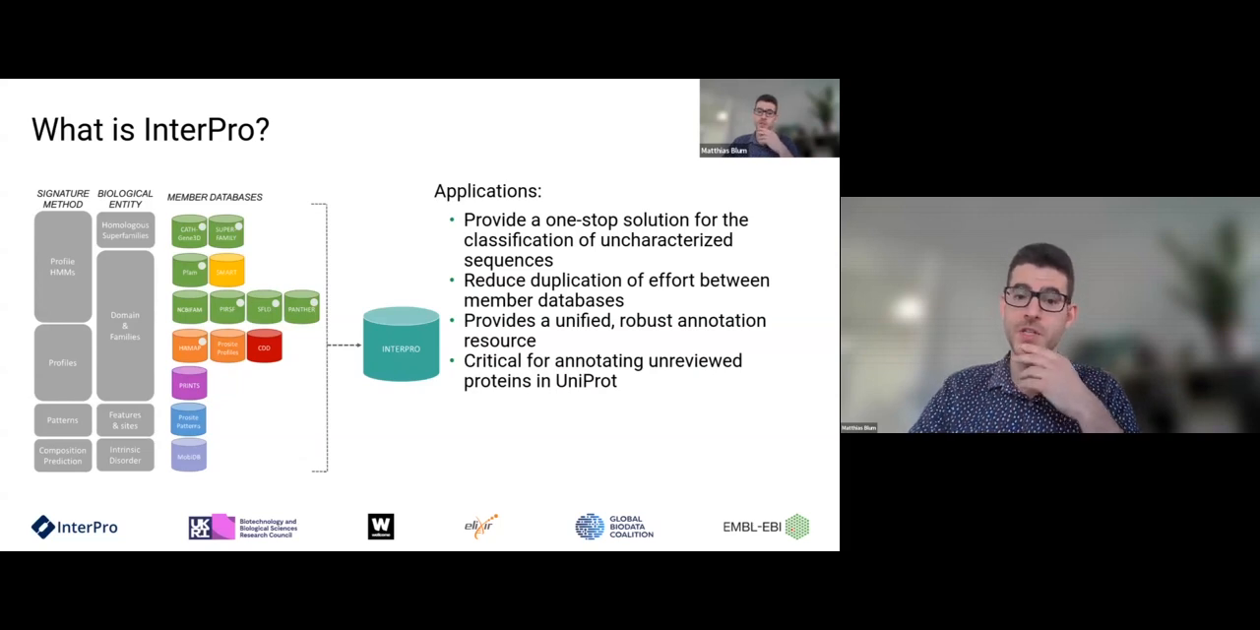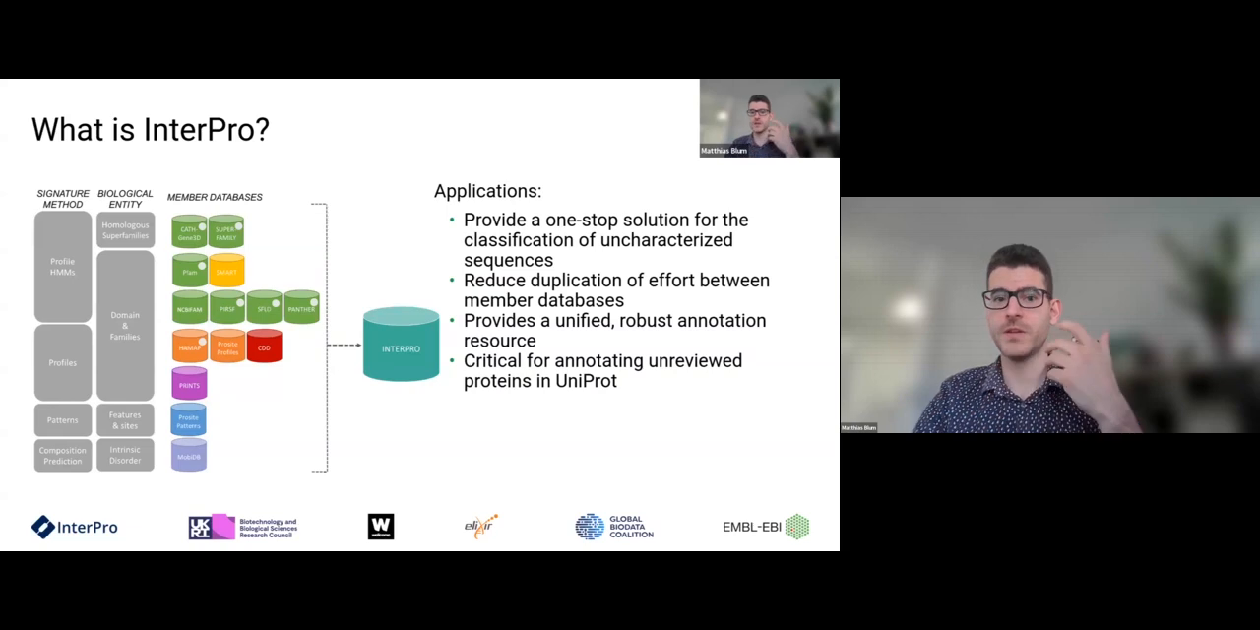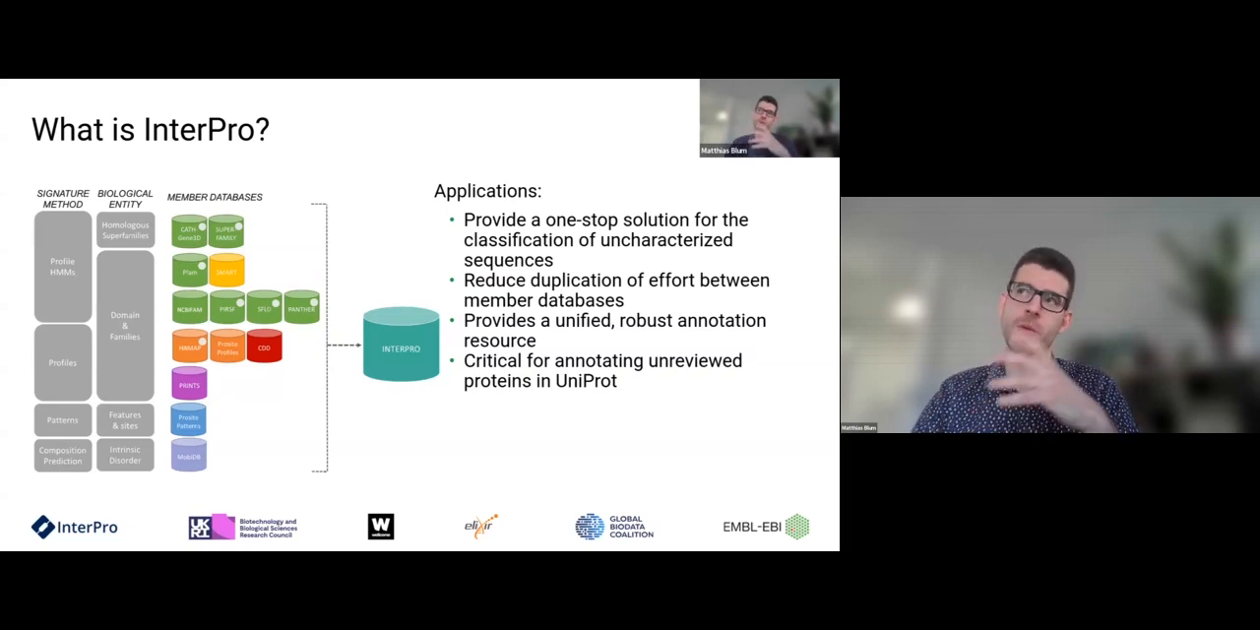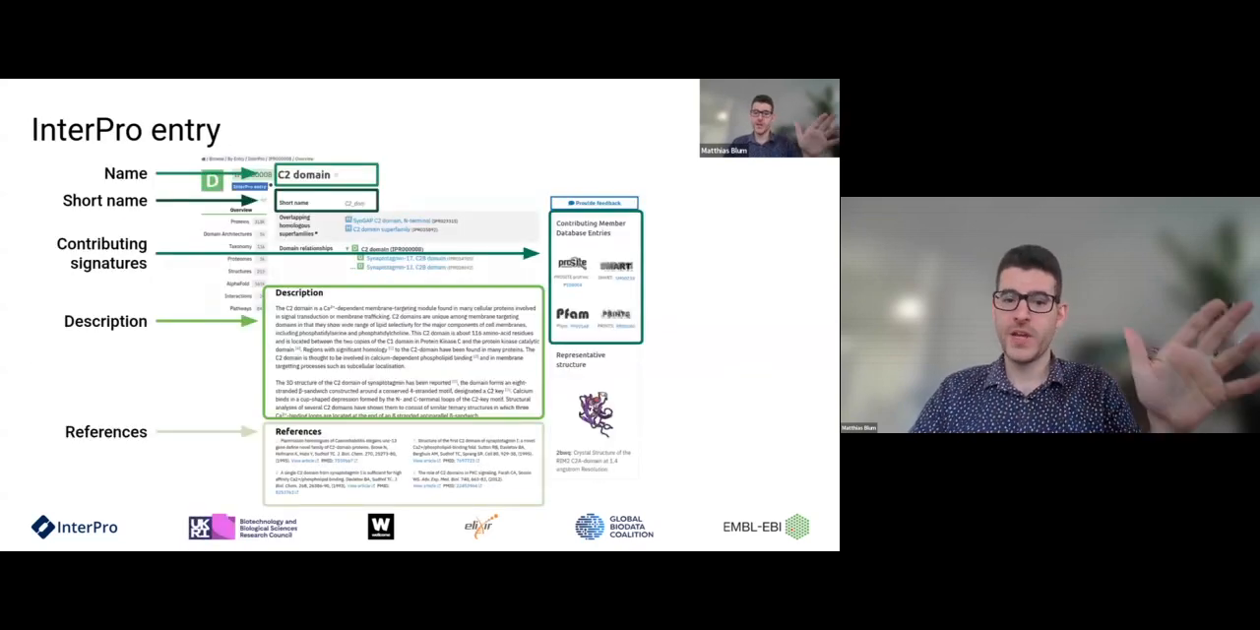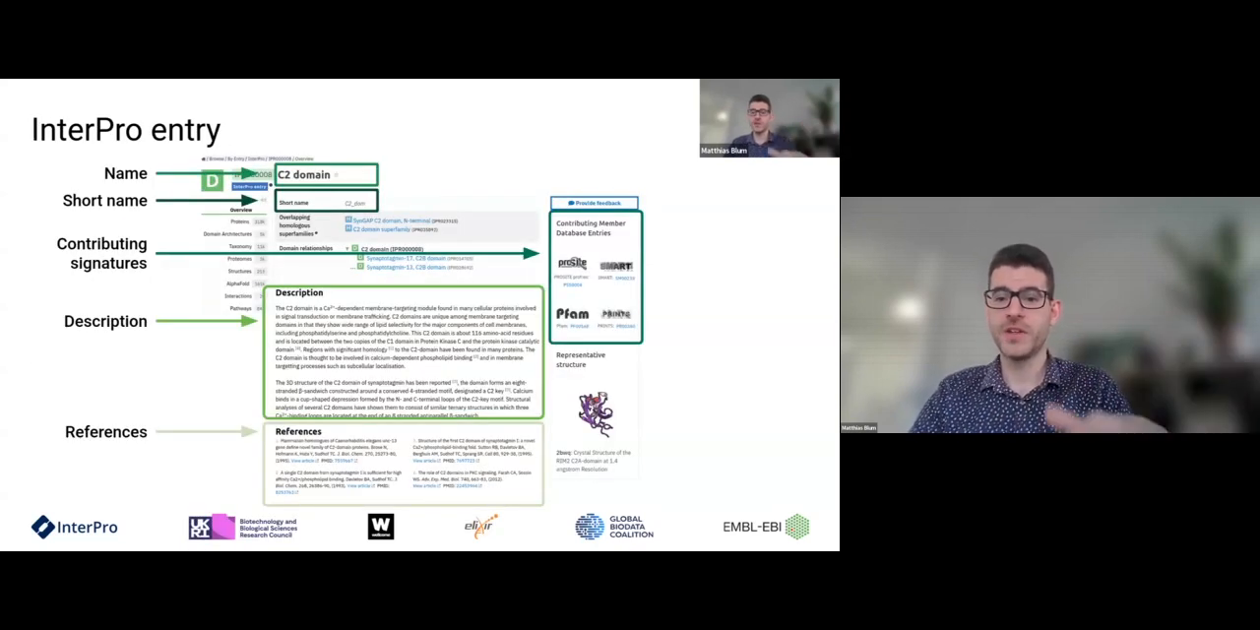Another important role of InterPro is its use in UniProt. Most proteins in UniProt are unreviewed, meaning they haven't been manually curated yet. InterPro plays a critical part in providing these entries with names and functional annotations, making them more useful to researchers. So essentially, InterPro acts as a bridge between the raw sequence data and the meaningful biological insight that scientists need. And here's the page of the InterPro entry for the C2 domain that I mentioned earlier.